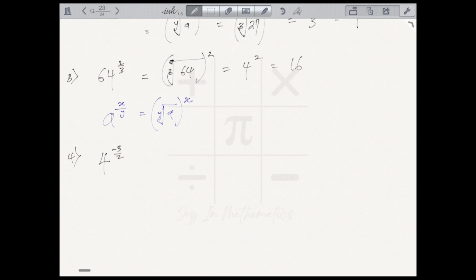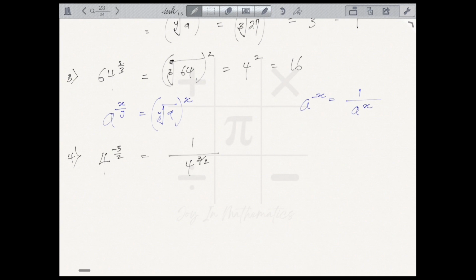Now, this will bring us back to the negative index that we had, that we say a raised to the power minus x is equal to 1 over a raised to the power x. Therefore, we are saying that 4 raised to the power minus 3 over 2 is the same thing as 1 over 4 raised to the power 3 over 2.